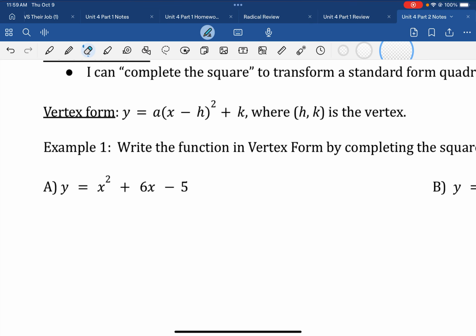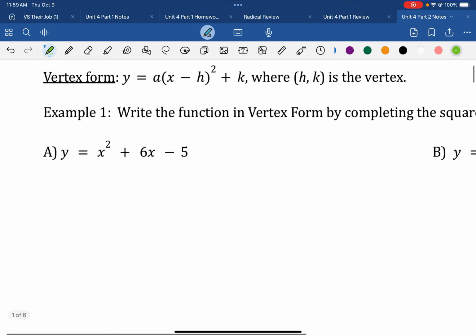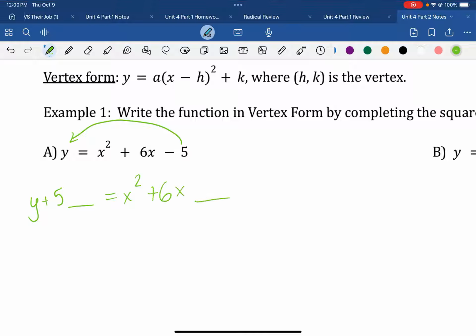So the quick version of how to go about this is first, I'm going to take this thing and I'm going to complete the square. And that's from last unit, 4.4. I'm going to take this 5, move it to the other side. So I have y plus 5 equals, and then I'm going to leave my blank, equals x squared plus 6x blank.